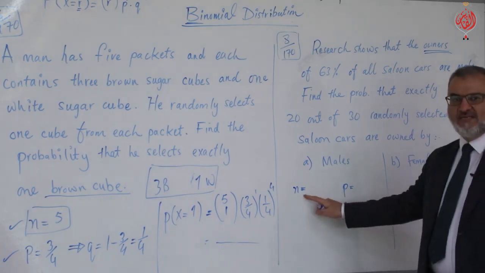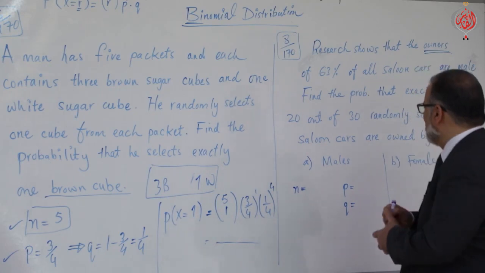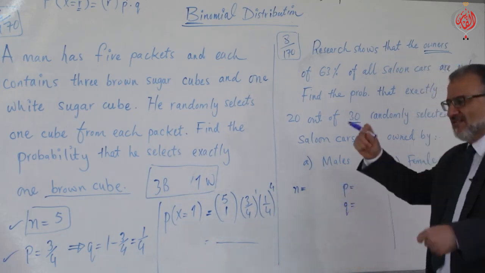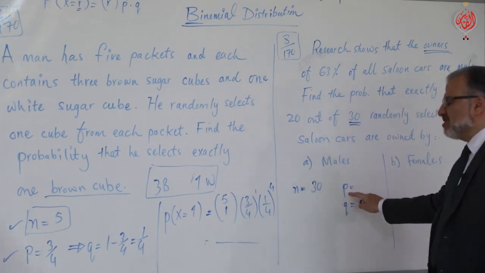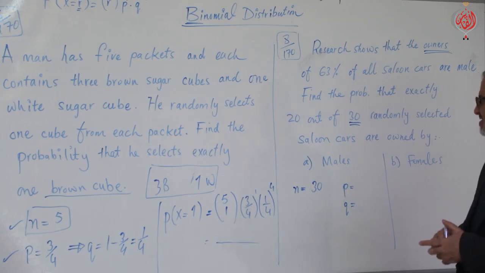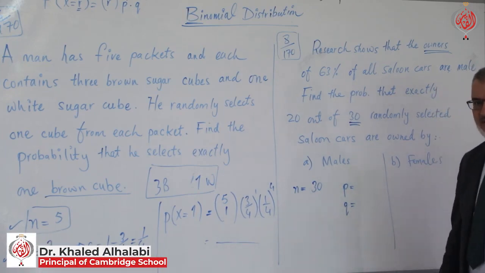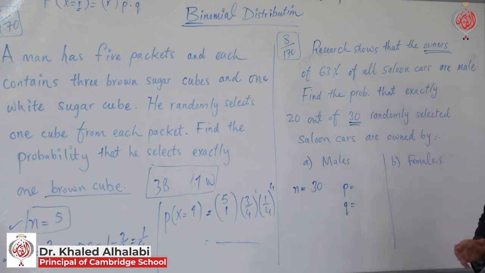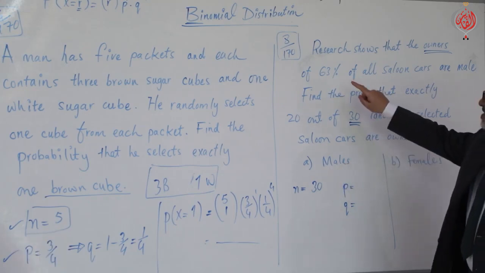What is N? How many repeated selections are we going to do? It is 30. This is the total number of repeated selections. What is P, the probability of success? Could you tell me now what is the value of P? According to A, what is P here?